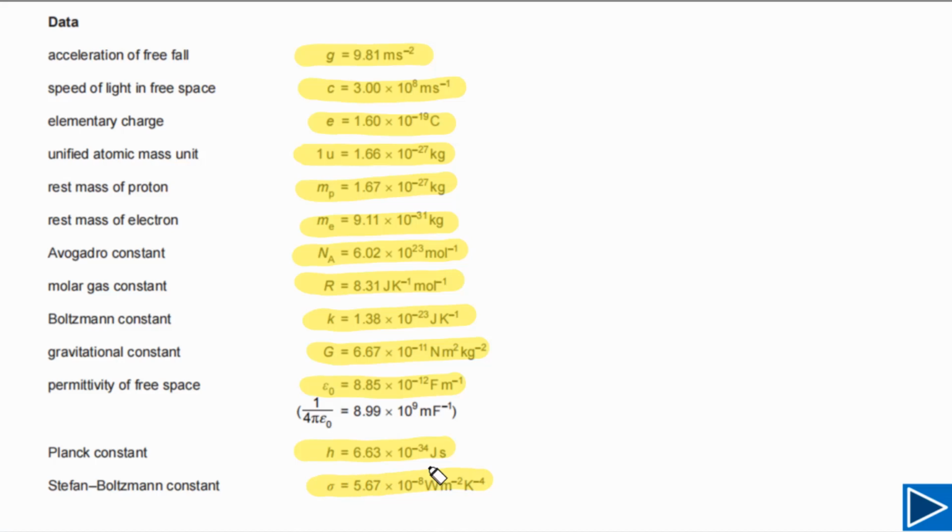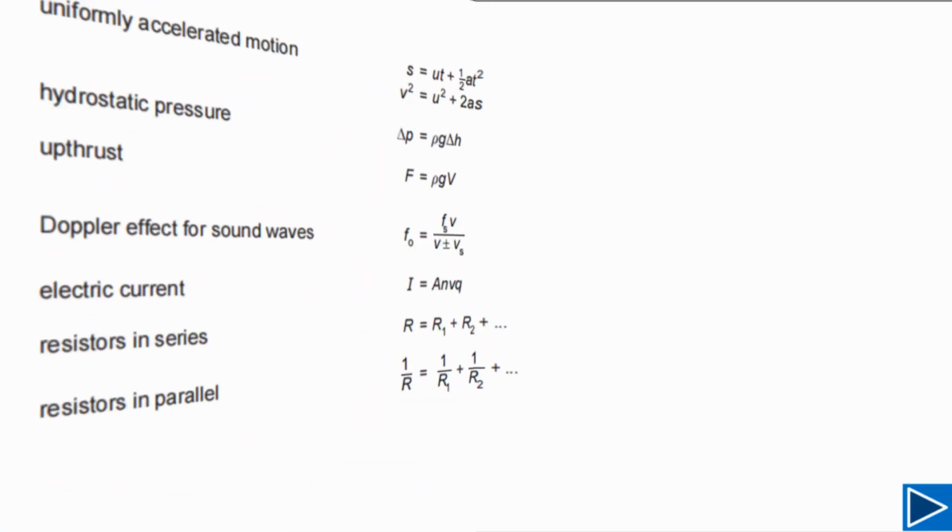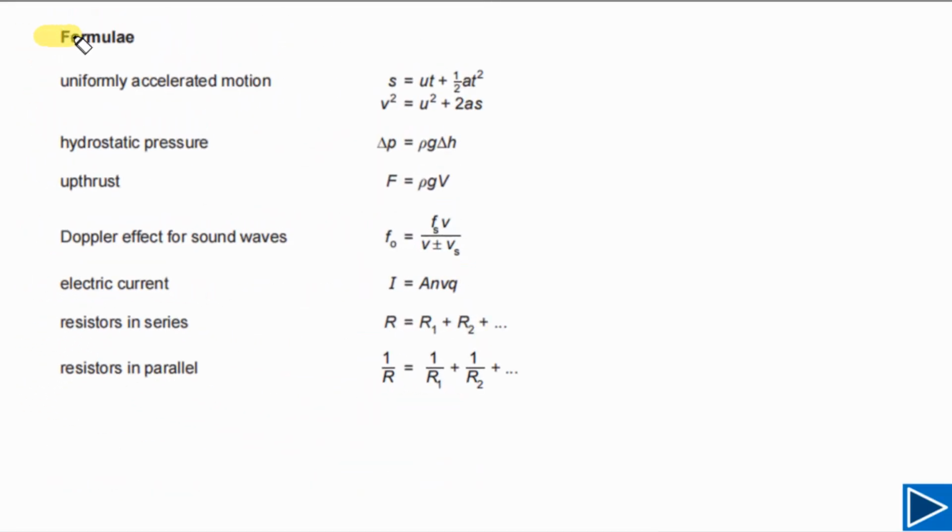So these constants are very important and their values as well. Maybe you will need them for some calculations in this paper. So if you need them, you can simply come back to the second page and you can find the values of constants. On the third page of this paper, you can also find some important formulae.